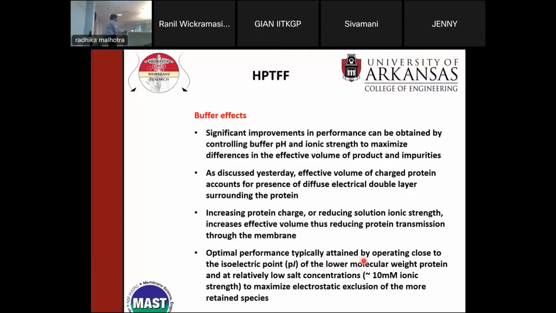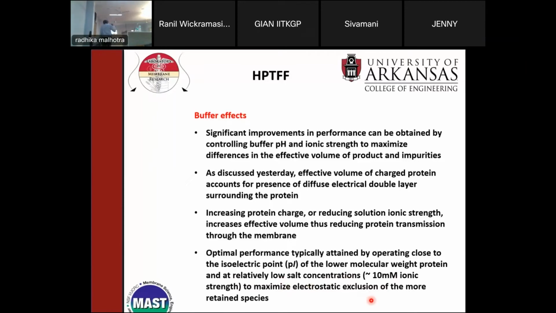Optimal performance is typically attained by operating close to the isoelectric point of the lower molecular weight protein, at a relatively low solution ionic strength, to minimize electrostatic exclusion of the more permeable species. So the smaller molecular species is what's going to go through the membrane. If you work at the isoelectric point of that, there should be very little double layer around it, right? Because there's no charge interaction. So you minimize the size of that. The other one will have some double layer. You're trying to maximize the size difference between them.